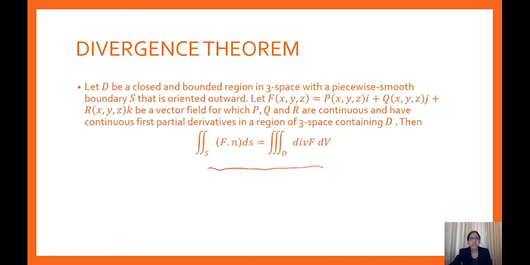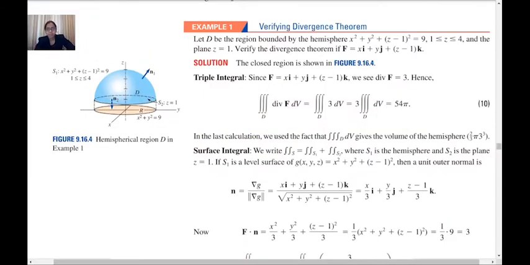We had seen how we can evaluate the integral over S of F dot n dS with the help of the curl function. Here we are evaluating the double integral with the help of the divergence of that particular vector field. So we shall see the examples which are given in your textbook. One is how to verify the divergence theorem.